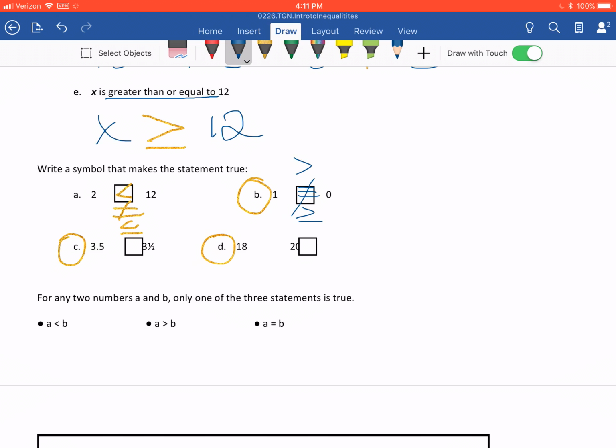3 and 5/10 and 3 1/2. There's only one symbol that we know that we could put in between those, and that is our equal to symbol. Those are equal. And lastly, we have 18 and 20. I'm going to draw myself a little box because mine is not in the right place. 18 is less than 20. You could have also put less than or equal to or not equal to. All of those options would have been just fine.